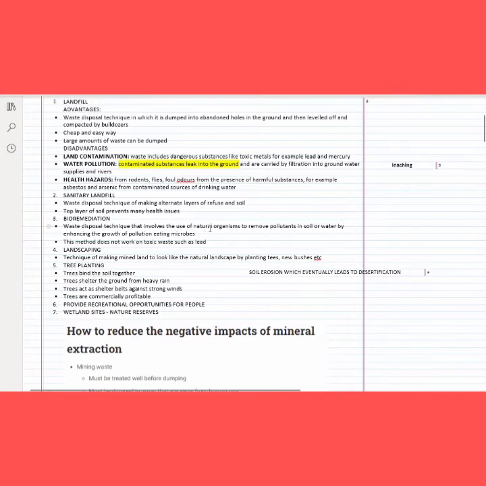biological control, but the idea is that you're using natural organisms to remove pollutants in soil and water. But again, this is not going to be useful on toxic waste, such as lead. Then landscaping, remember we learned about two things.